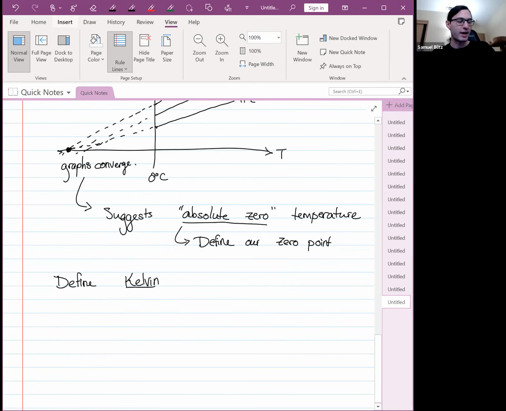But more so than that, these graphs are useful because they let us define this notion of the Kelvin. Now, the Kelvin is a unit of temperature, just like a degree Celsius, but we don't say degree Kelvin. We just say Kelvin. So there'd be 7 Kelvin, 23 Kelvin, 598 Kelvin.